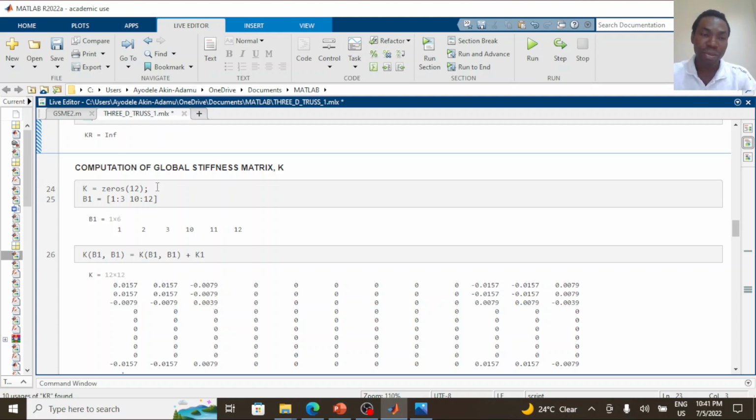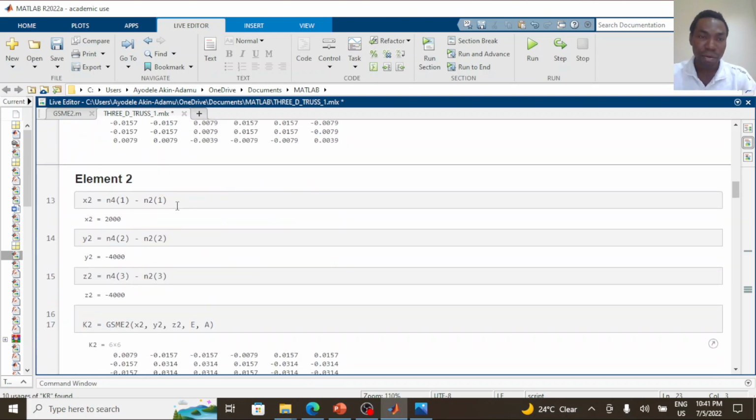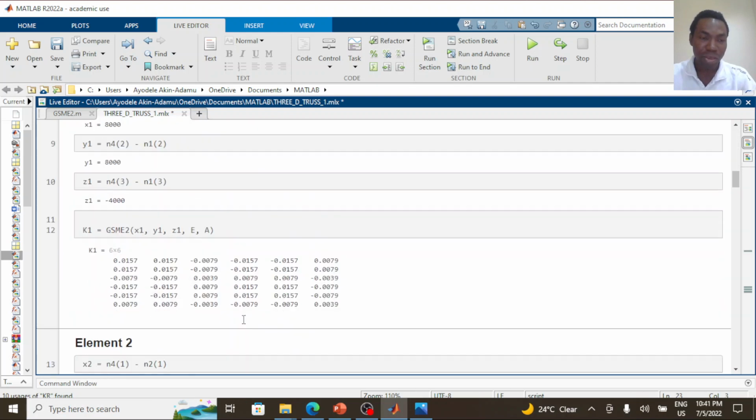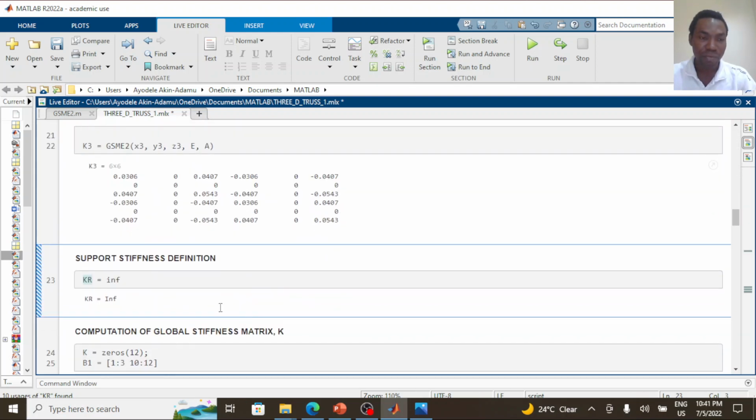So as I normally do, the next step is to compute the global stiffness matrix. How this is done, we need to first define our base matrix, and our base matrix is the zero matrix. For this problem, because the number of degrees of freedom is 12, we have 12 degrees of freedom in this problem. So our zero matrix will be a 12 by 12 matrix.